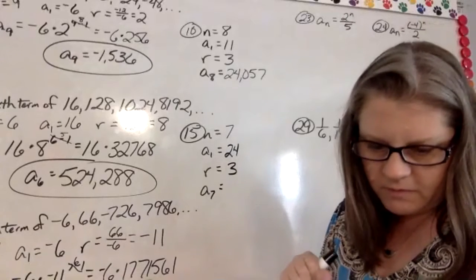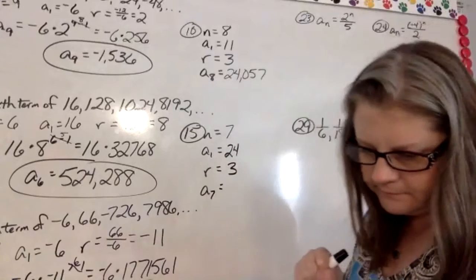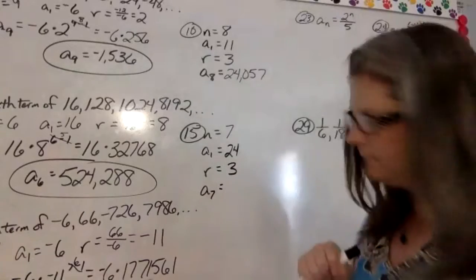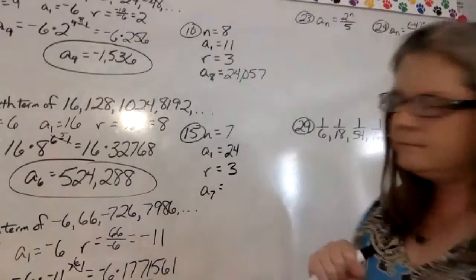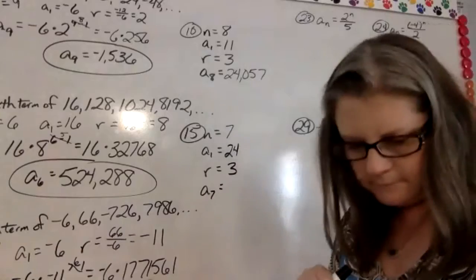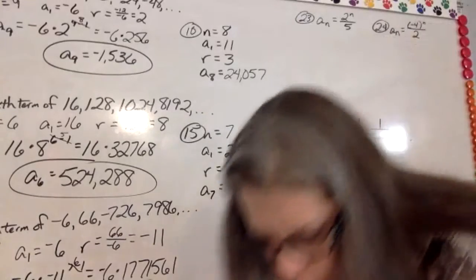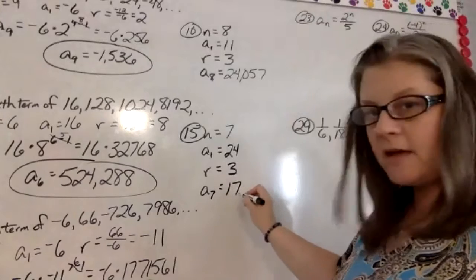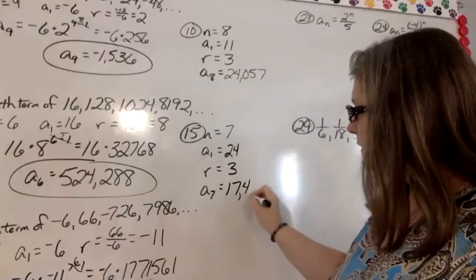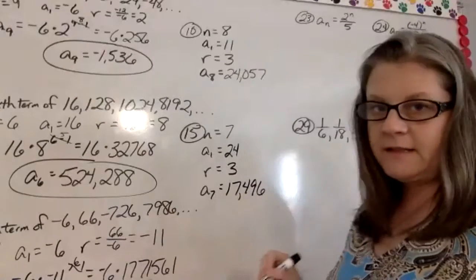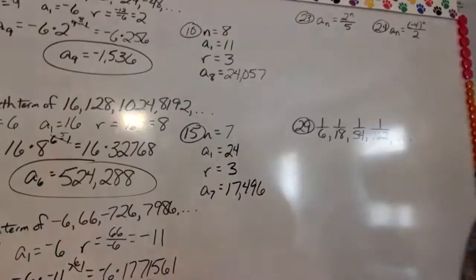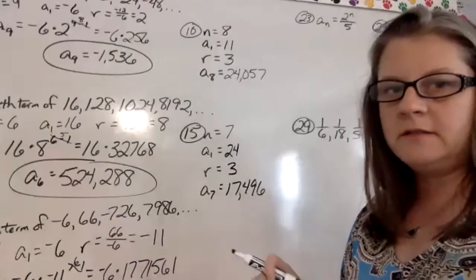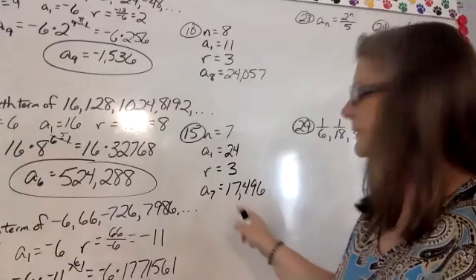What do you get for number 15, for those who did it? I got 17,496. Is that wrong? Because all I heard at first was something thousand. I didn't hear the 17.